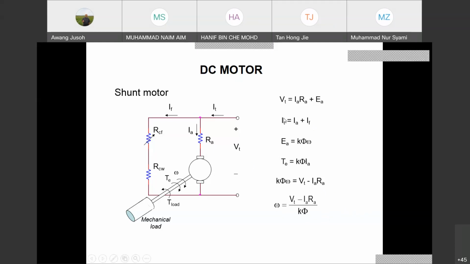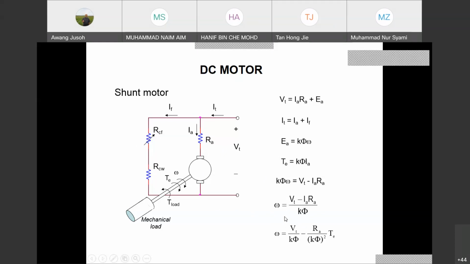You must know the speed to derive this. This is a basic thing you need to know about the motor: the derivation of the speed equation. For the shunt motor, the speed equals V terminal minus IaRa divided by K flux. That is the speed of the motor. How do we control the speed in the motor? You can change the terminal voltage, you can change Ra, you can change the flux or If. There are three methods to control the speed basically.